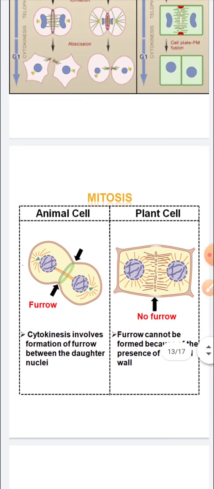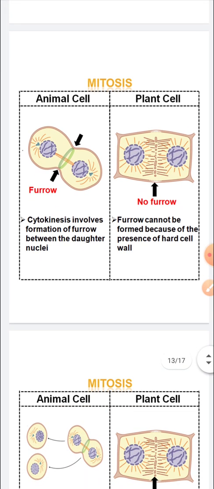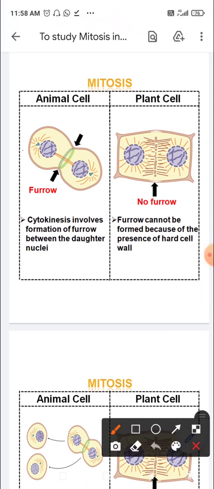So if we look at the major differences, mitosis in animal cells starts taking place by the deepening or the formation of a furrow, right? You can see here this furrow is formed, which is a depression which goes on increasing, right? So cytokinesis in animal cells involves furrow formation between the daughter nuclei. So this way it divides into two daughter cells.